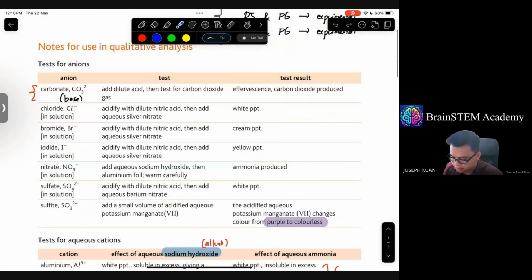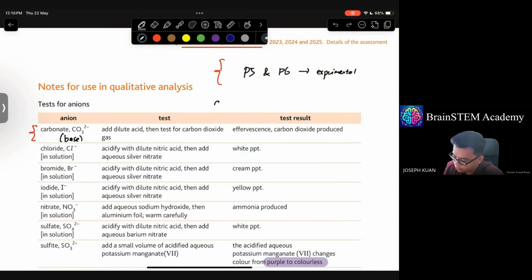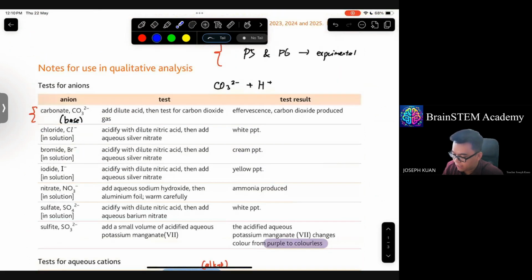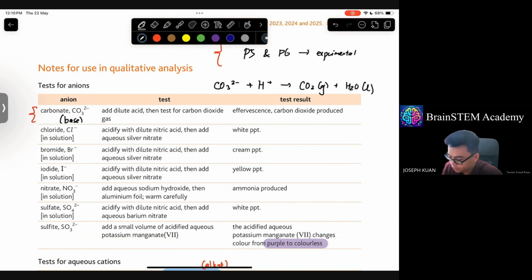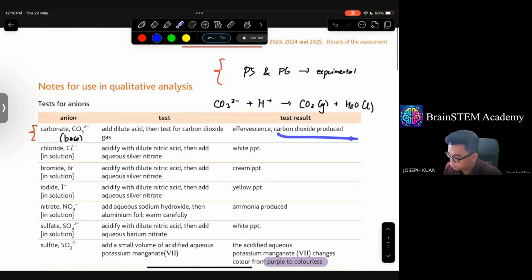Now, similarly, you have carbonate. Carbonate is a base. When this carbonate reacts with acids, actually pretty similar to this reaction, it liberates carbon dioxide gas plus water. So, to test for carbonate, you add acid, and then there will be effervescence being produced. Similarly, this reaction will also produce effervescence. And then you will see that carbon dioxide is produced. You can't see it, but carbon dioxide is produced.